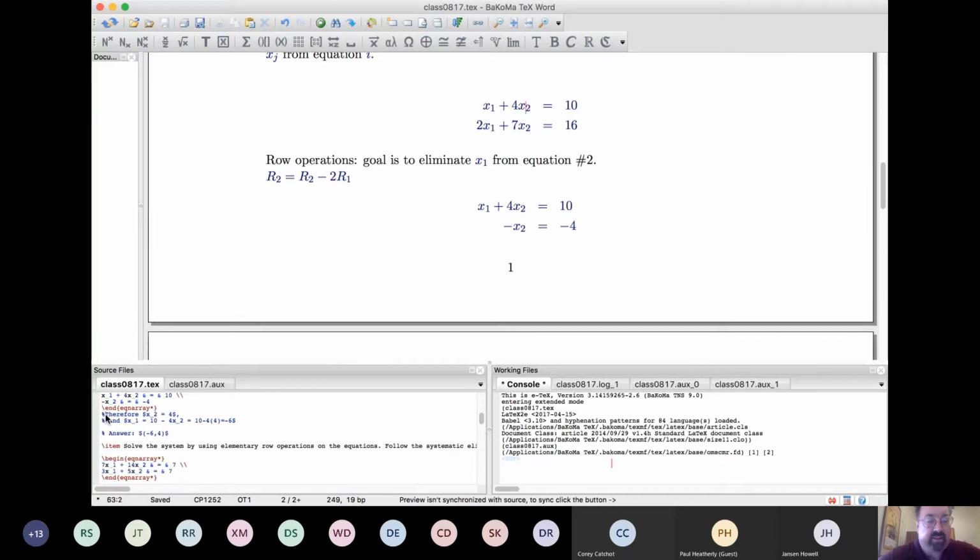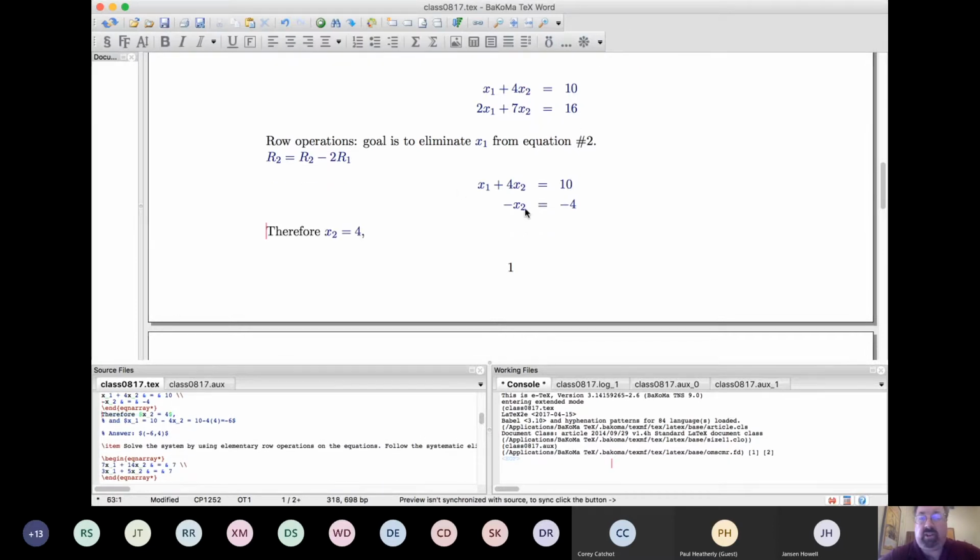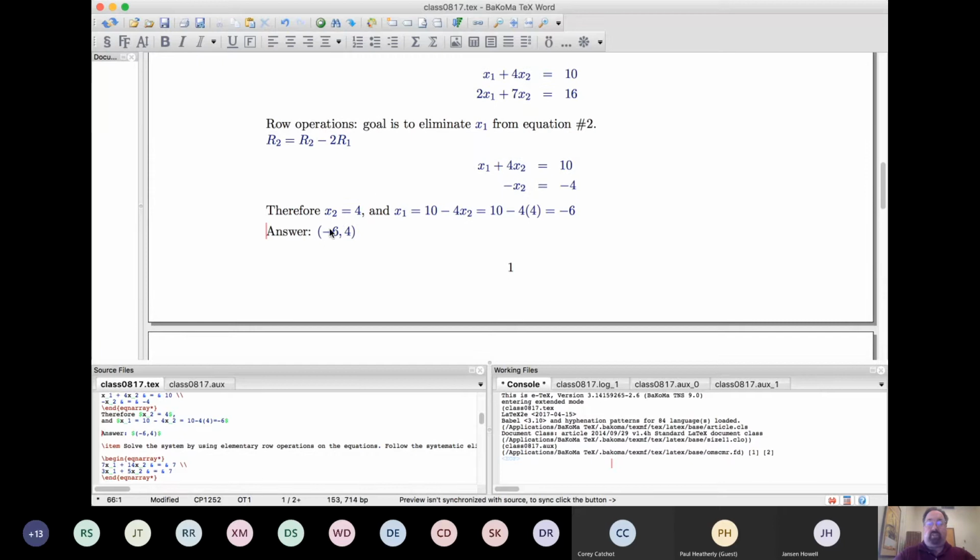Okay, so once we've done that, certainly we can just negate both sides of the last equation. We have x2 being 4. So now we can take that value of x2 being 4 and substitute that in here. So now I can solve the first equation to get x1 from that substitution, and we end up with minus 6. So then we have our final answer: x1 is minus 6, and x2 is equal to 4.